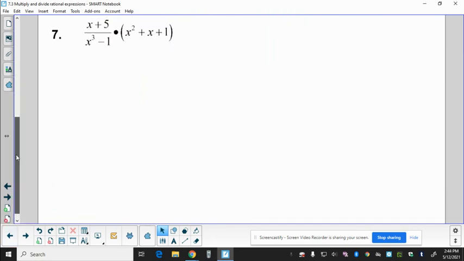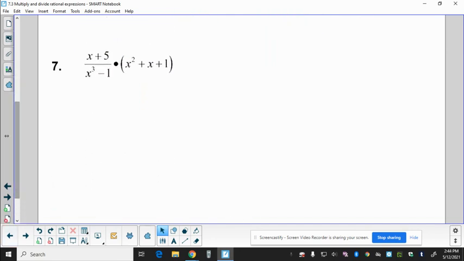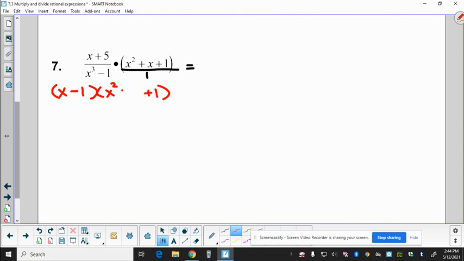Okay, how about everybody gives that one a try? So what I would do is just imagine that this is over 1. Okay, let's do a little factoring. This difference of 2 perfect cubes right here will be x minus 1, so you have x squared and a plus 1, and then a plus 1x right there.